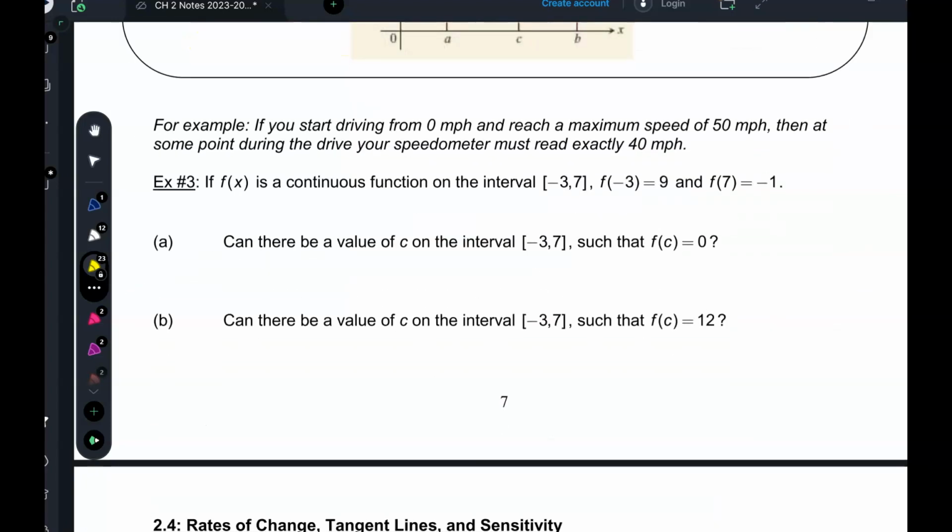Okay, so that's all it's saying. You just can't skip over, right? When you're driving, you can't go from 39 miles per hour to 41 miles per hour and not go 40 miles per hour at some point.